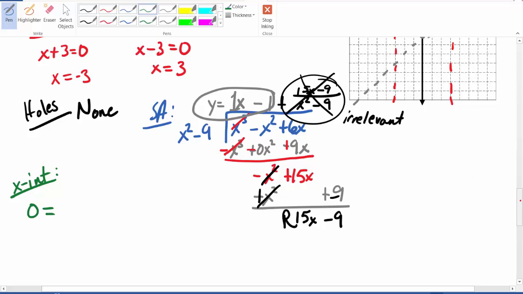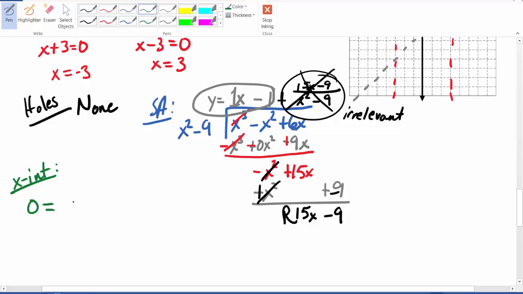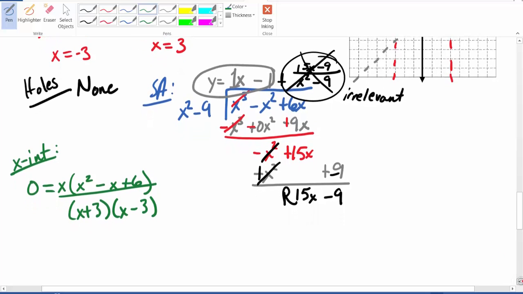And the reason why we're doing that is because we are trying to cross this x-axis. The y values for f of x is always 0 there. Never changes, it's always 0. So we have x times x squared minus x plus 6 over x plus 3 times x minus 3. And at this point, we really just want to go ahead and try and solve for x here.